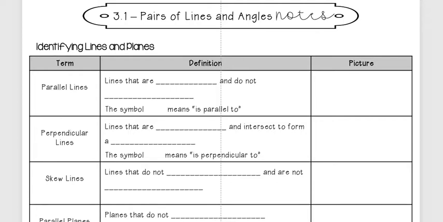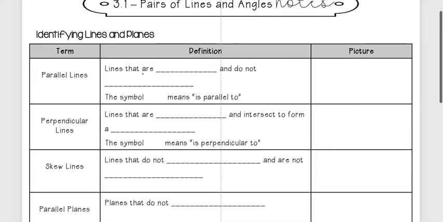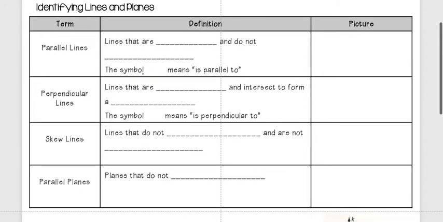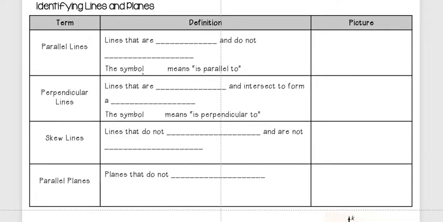We're starting chapter 3. And for today we're going to be talking about pairs of lines and angles. And so we'll go over quite a few definitions today. In this first video we'll be talking about identifying lines and planes. So just for some vocabulary and some reminders.